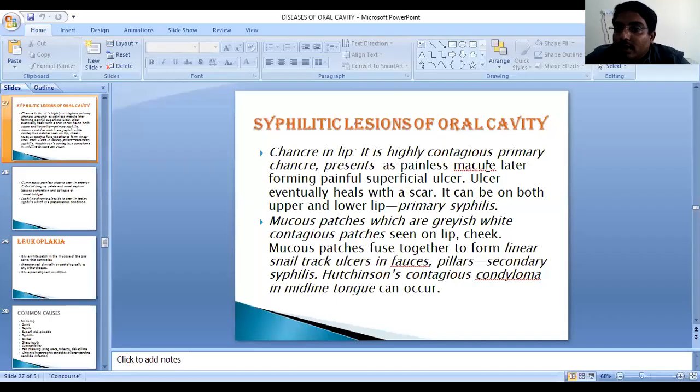Here I finished the benign conditions of the oral cavity. What are the benign conditions? Leukoplakia, erythroplakia, syphilis, oral submucosal fibrosis. Everything here is a pre-malignant condition of the oral cavity. Next class we will discuss carcinomas of the oral cavity.